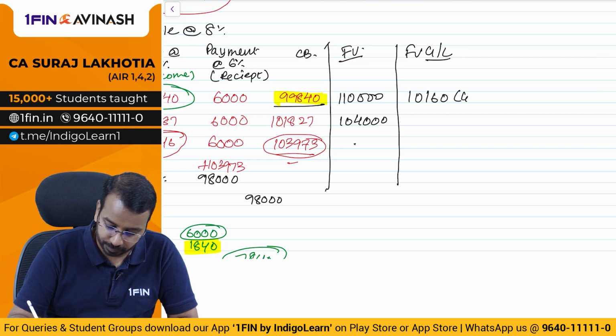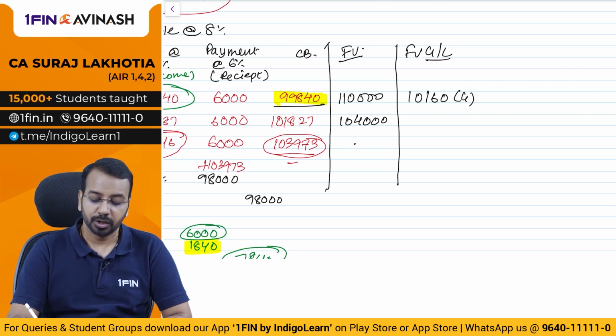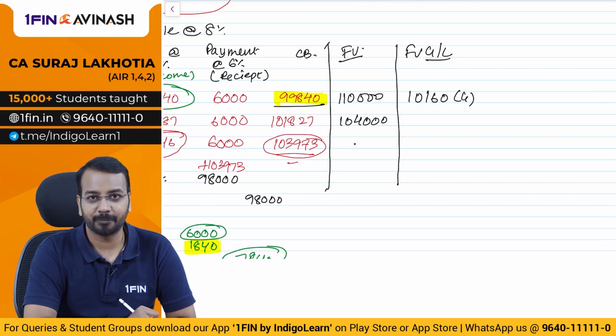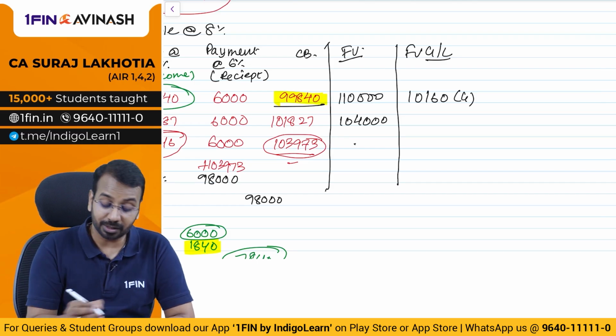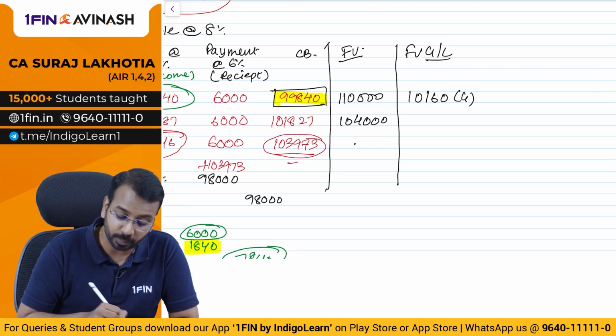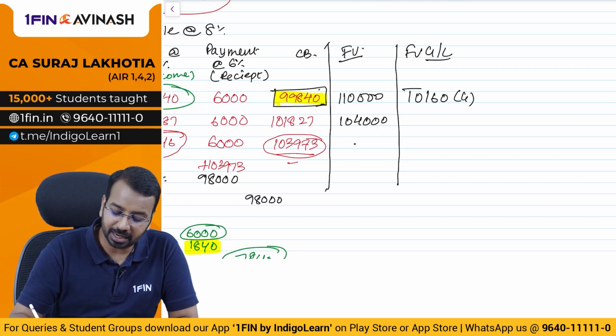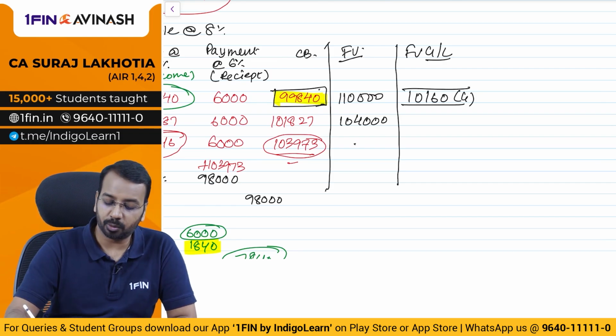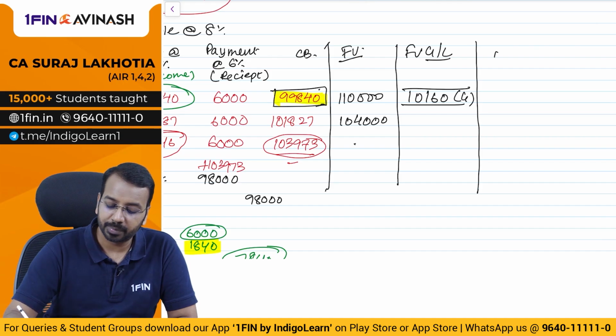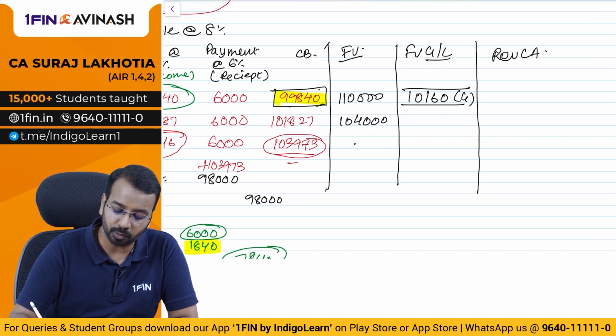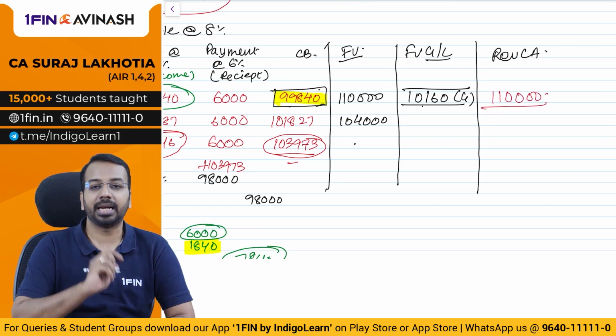10,160 of gain. So, this gain has to be recognized. Now, see, my carrying amount was how much? 99,840. I have recognized a gain of how much? 10,160. Now, what is my revised carrying amount? My revised carrying amount is nothing but 99,840 plus 10,160, which is 1,10,000. I will show the bond at 1,10,000.